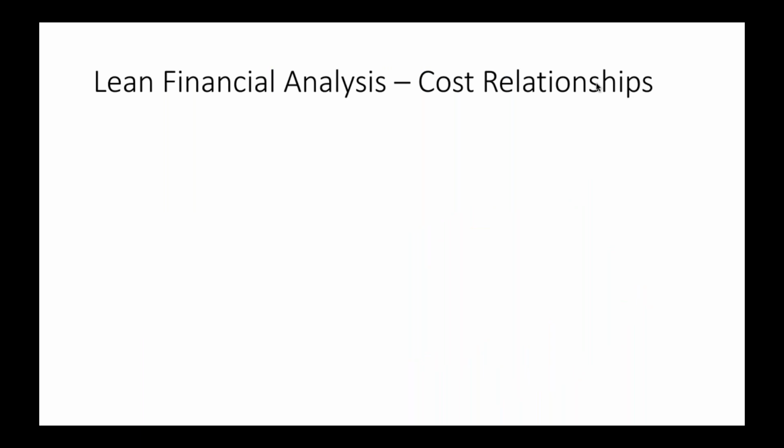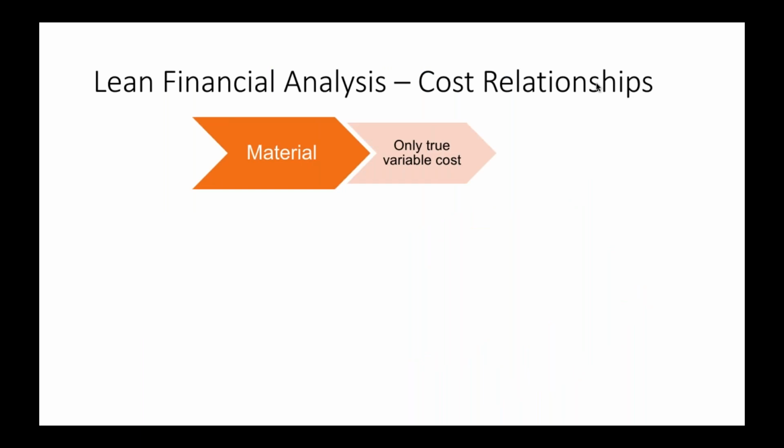So let's look at these cost relationships. Material cost. Material cost is the only true variable cost. It has a direct relationship with revenue. The more revenue we have, the more material we have in our cost of goods sold, in our value stream income statement. The less revenue, the less material. That is the relationship.